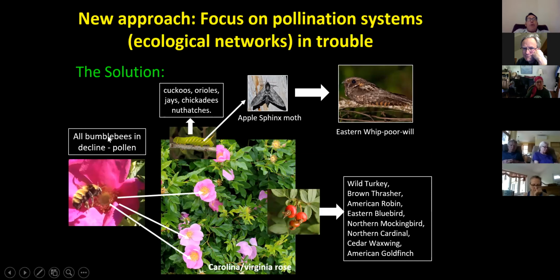So if we plant native roses, all bumblebee species in decline use those roses for pollen. We have the apple sphinx moth, which uses it as a host plant. Things that feed on the larva, birds that feed on the larva. Also the moth itself, we've got things like eastern whippoorwills that are in trouble that are feeding on the adult stage. Also, the products of pollination, we have a bunch of things that may be feeding on those rose hips. So just by planting this one native, you are helping dozens, in some cases, of species, many of which are threatened.